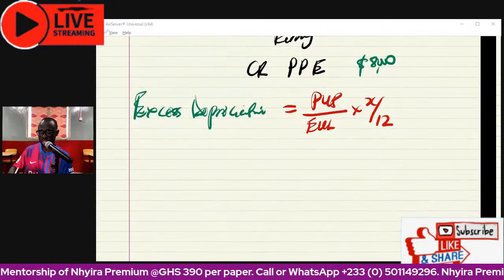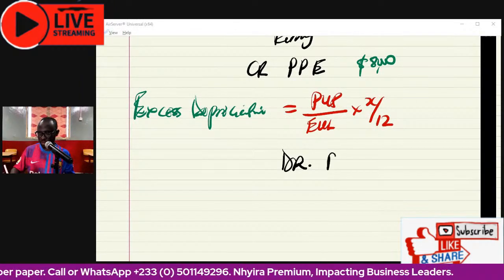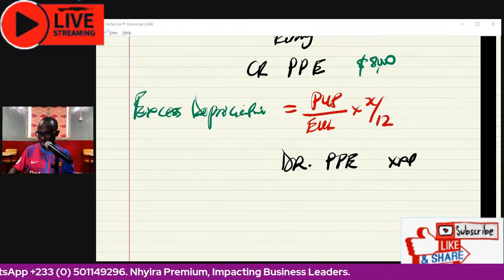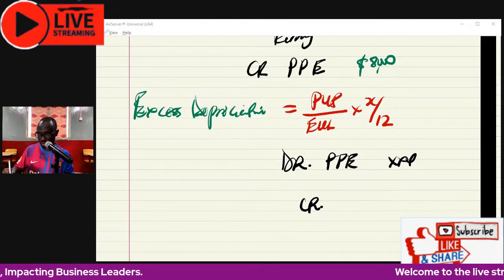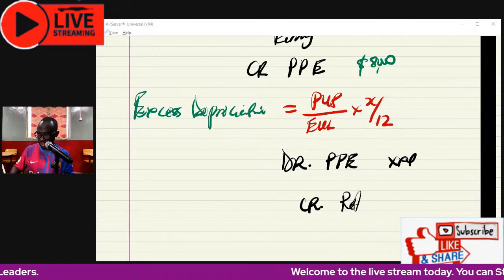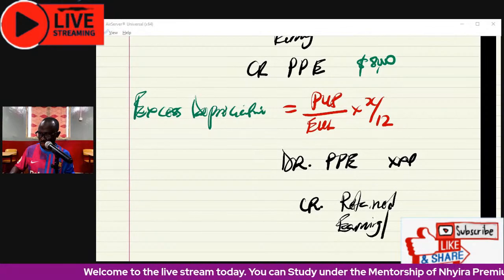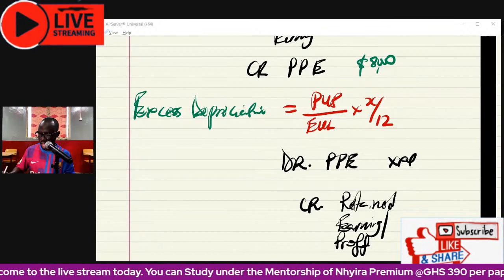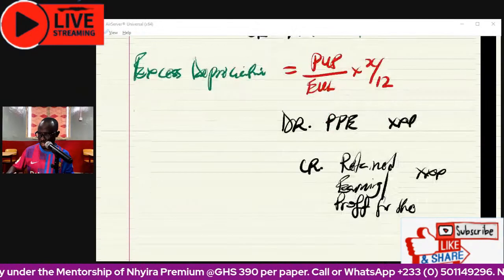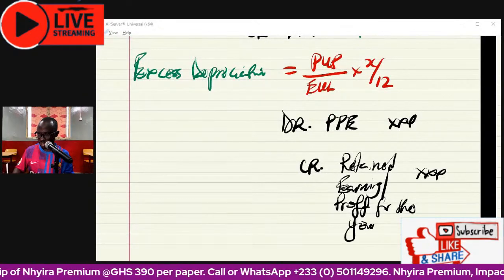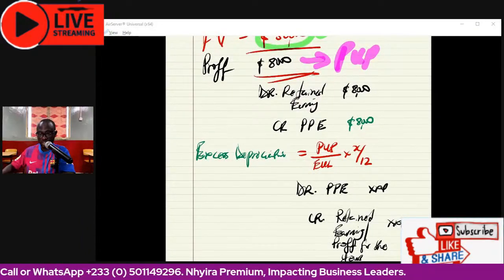So with the excess depreciation, whoever bought the asset is going to debit PPE. So you're going to add that back to PPE. And then you credit the retained earnings or the profit for the year, because they've charged more depreciation than they are supposed to charge. So you add it back to the retained earnings for the entity. Then you debit PPE in that case. Any questions, please? Do you understand? See some comments coming in.